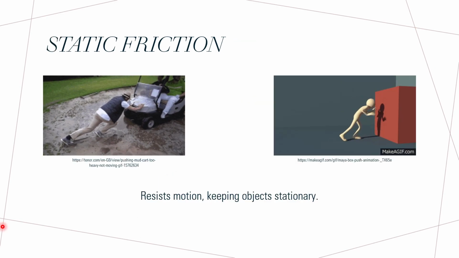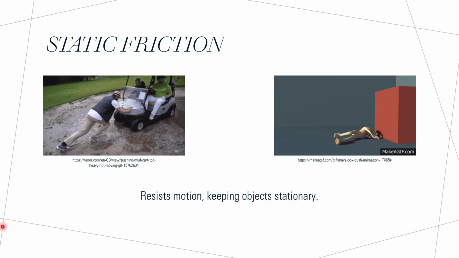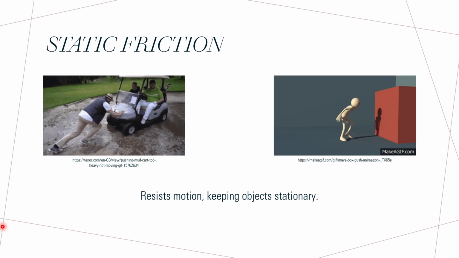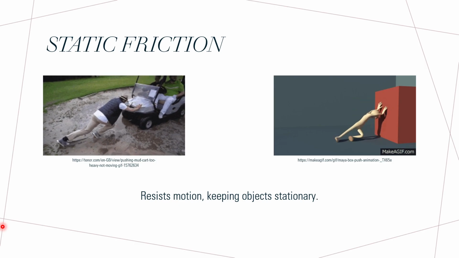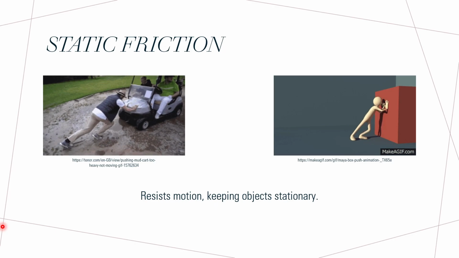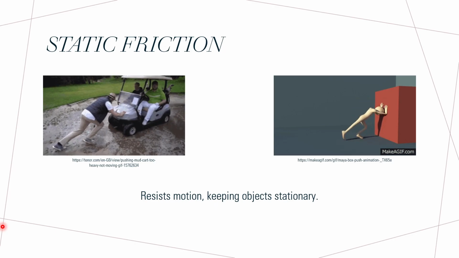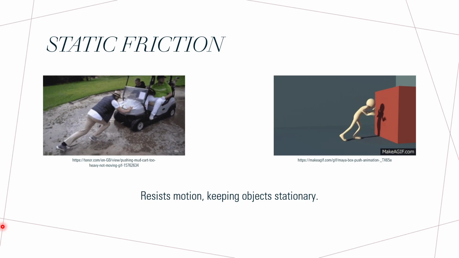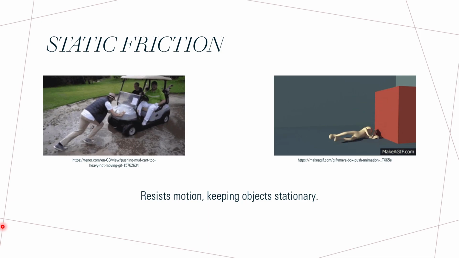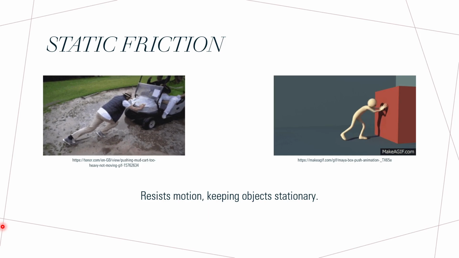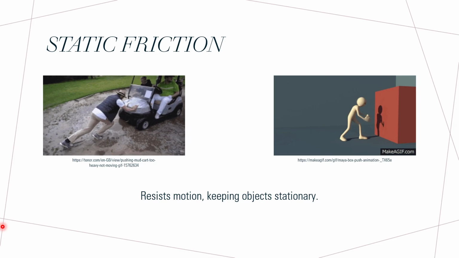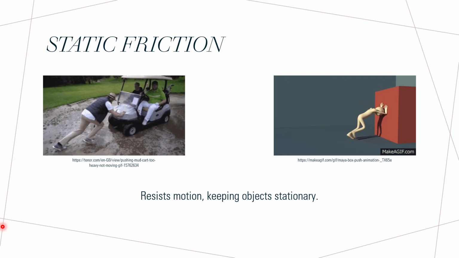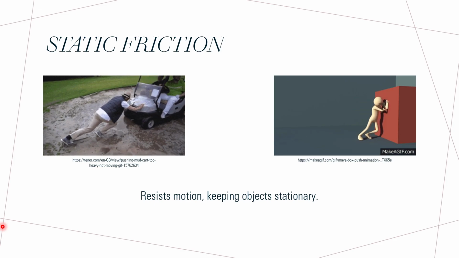So first off, when we talk about static friction, this is the friction that simply resists motion and keeps objects stationary. So in both of these examples, both people are not able to move their respective objects because static friction is essentially too much. There is an interacting resisting force which exists between the object that is being pushed and the surface below. Essentially, for this static friction force to be overcome, more force would need to be applied.